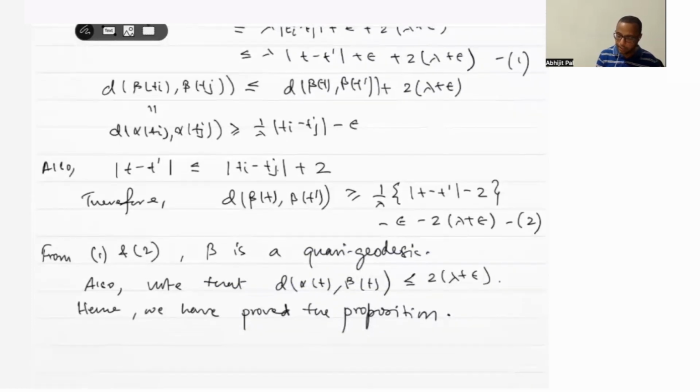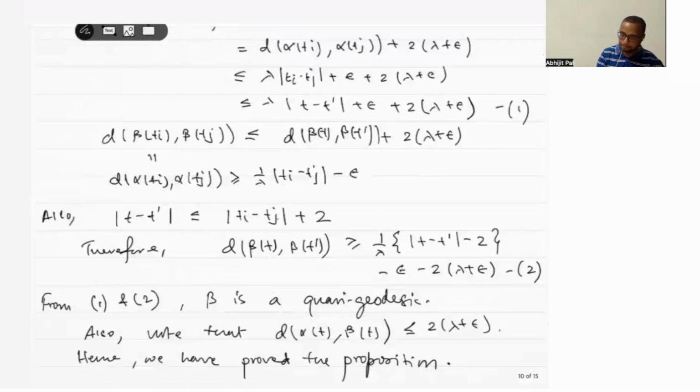And also note that if I take any t, the distance between alpha t and beta t will be less than or equal to twice lambda plus epsilon. Therefore this beta and alpha lie in a k-neighborhood of each other, where k is equal to 2 times lambda plus epsilon. Okay, so we have proved this proposition.